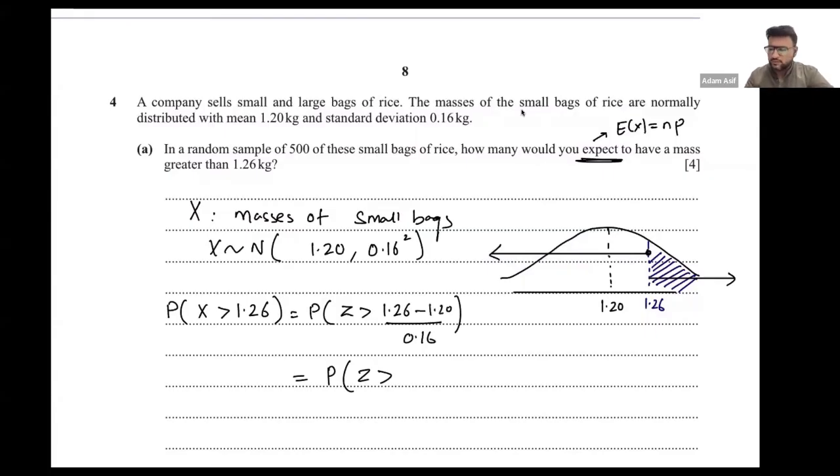What does the z score come out to be? 0.375. So the z value is 0.375. Now you're going to go back to your normal distribution table, and at a value of 0.375, you're going to read the body area.